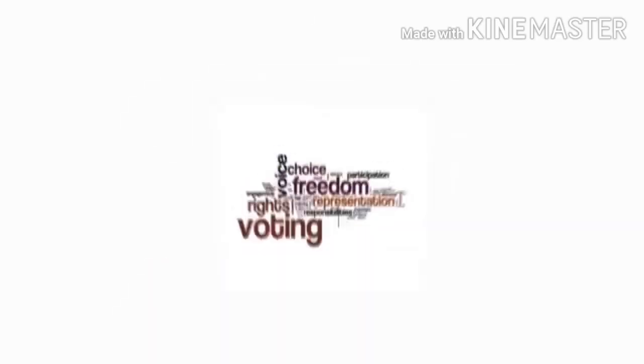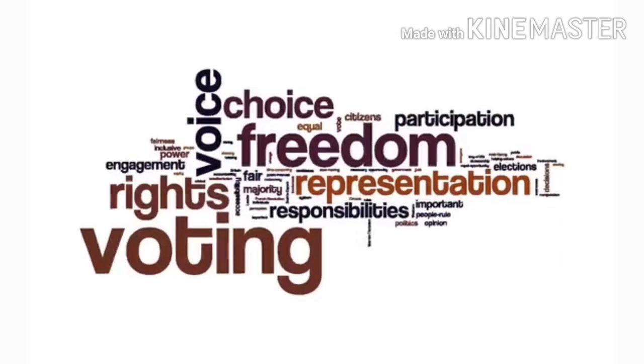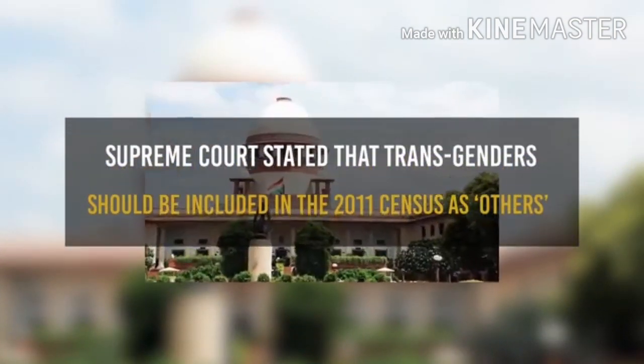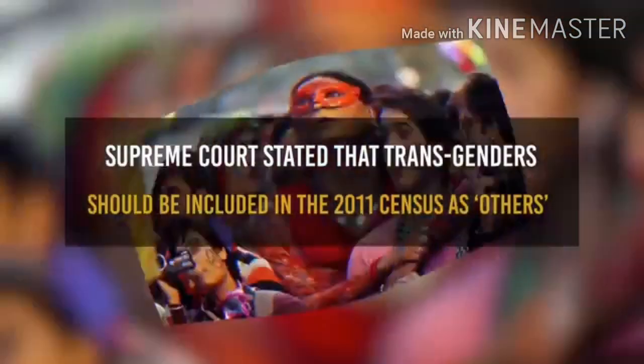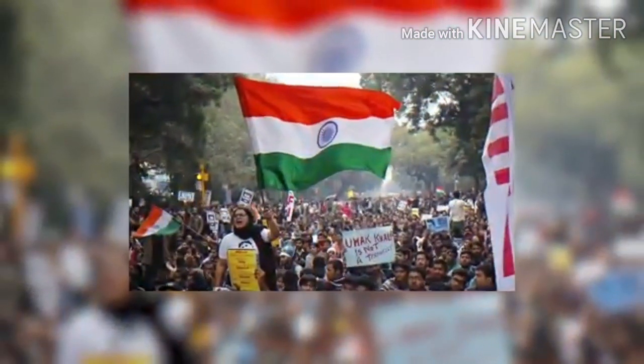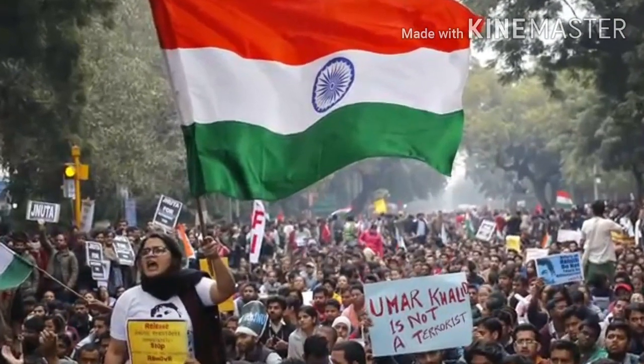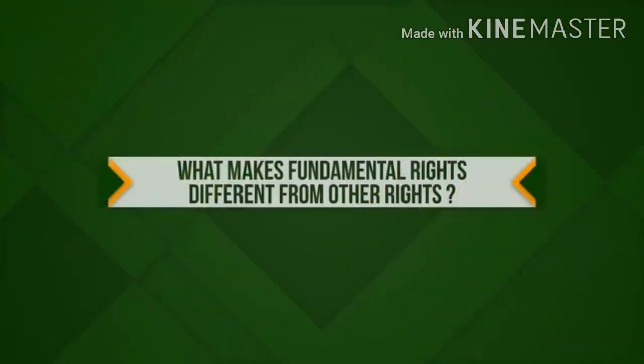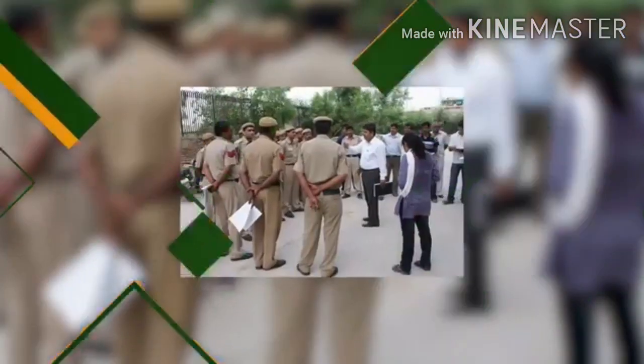The idea of the fundamental rights is central to the idea of liberal democracy. For example, the Supreme Court stated that transgenders should be included in the 2011 census as others and not as either male or female. The court recognized the right of an individual to life as the right to be recognized by the state also. So what makes fundamental rights different from other rights?